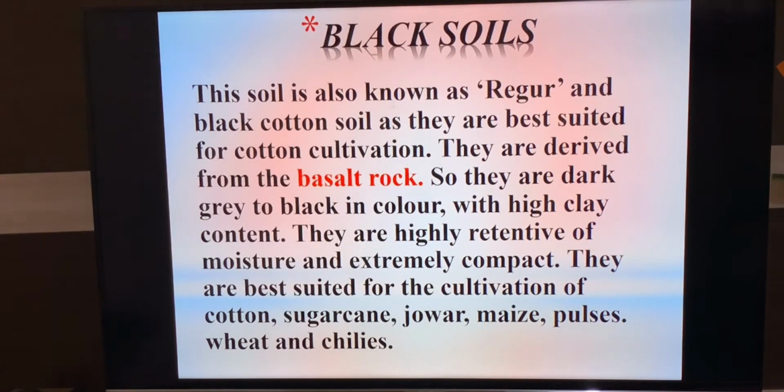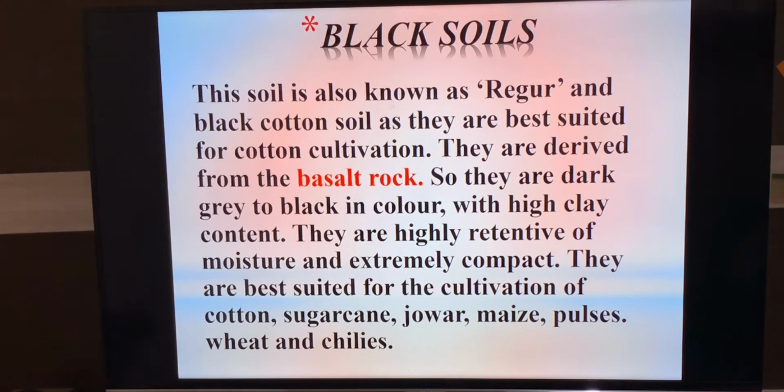This soil is also known as Regur and black cotton soil, as they are best suited for cotton cultivation. They are derived from basalt rock, so they are dark grey to black in color with a high clay content. They highly retain moisture and are extremely compact. They are best suited for cultivation of cotton, sugarcane, jowar, maize, pulses, wheat and chilies.